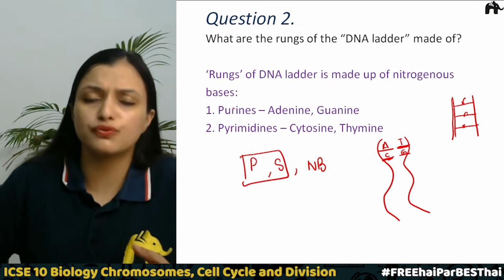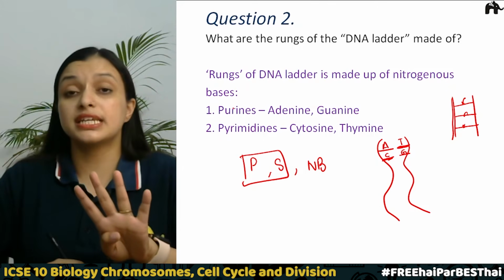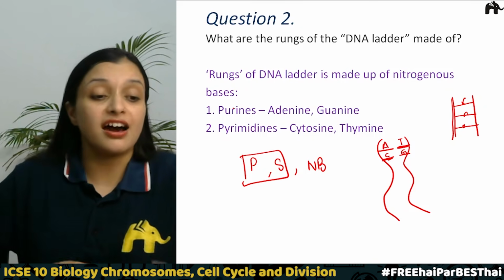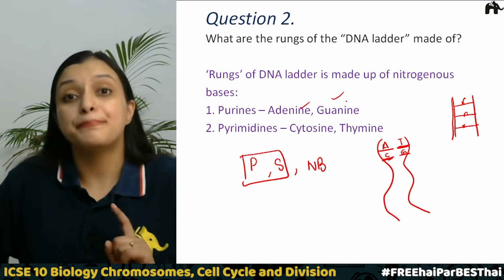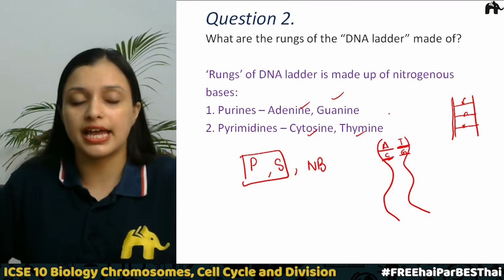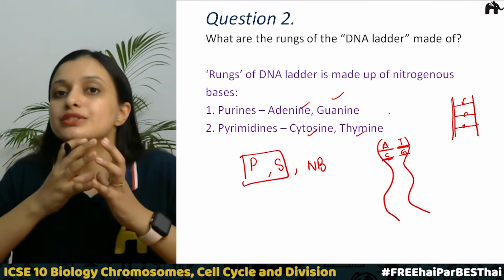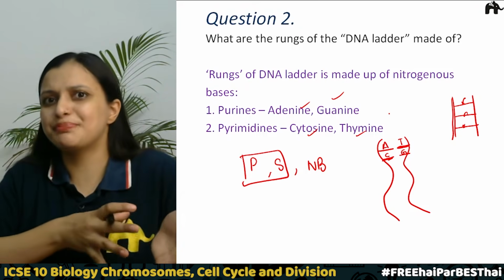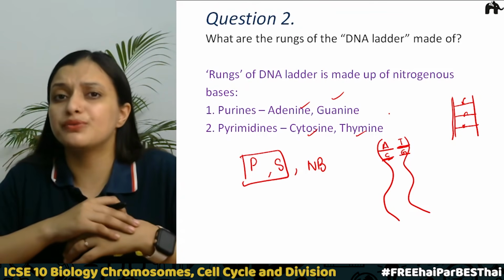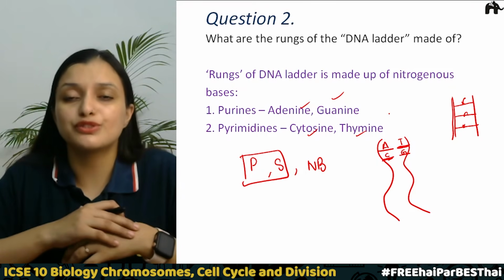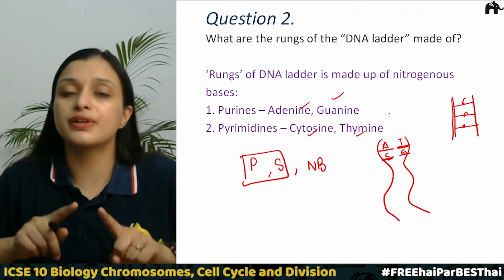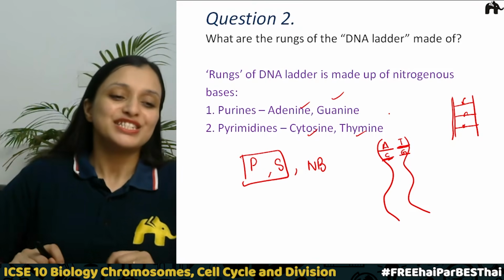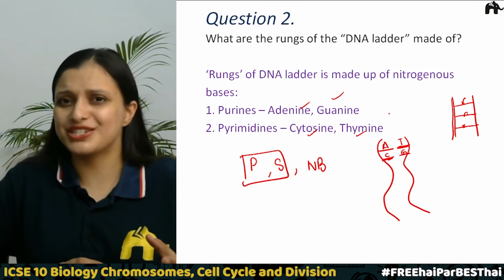So what are purines? We know there are four nitrogenous bases in DNA: adenine, thymine, guanine, cytosine. Purines are adenine and guanine, pyrimidines are cytosine and thymine. When we study the structure of these purines and pyrimidines, that is when we will find out the difference. One is made up of a single ring and another is made up of two rings, okay? So I hope this question is clear.